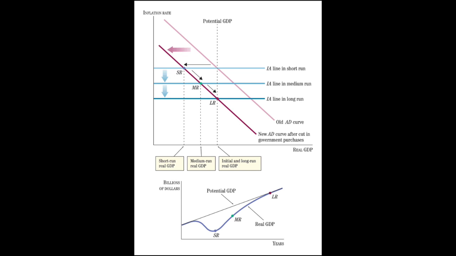From the figure, the decrease in government purchases resulted in a recession in the short run, as real GDP decreased immediately after. The increase in real GDP through time illustrates the recovery of the economy from the recession.